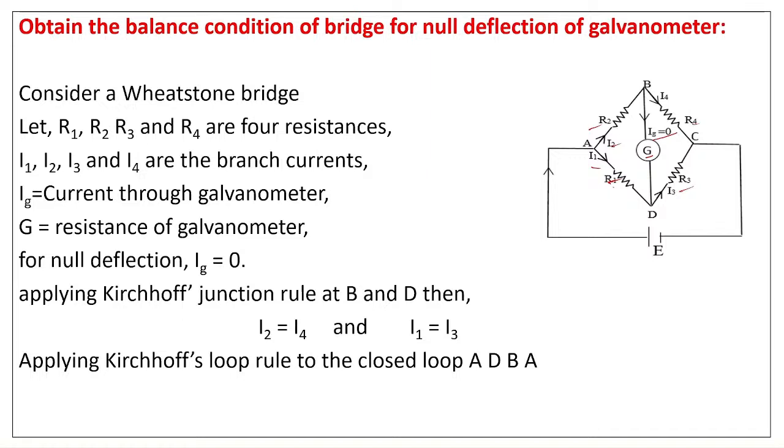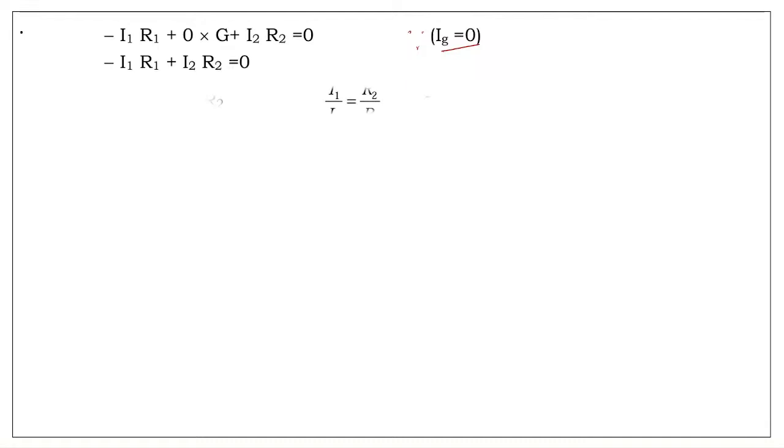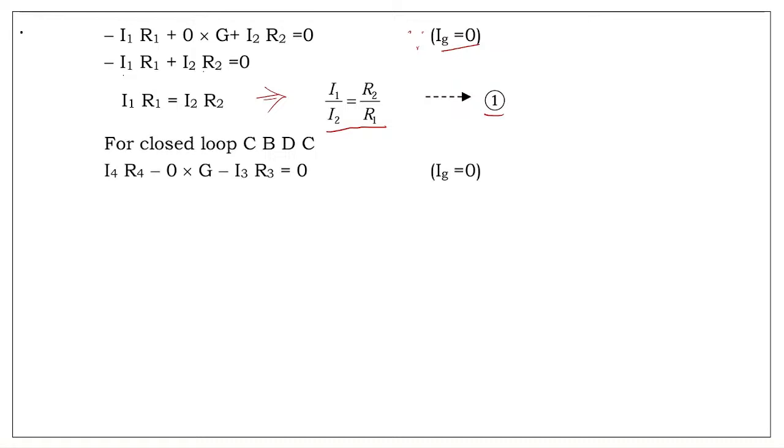Applying Kirchhoff's loop rule to the closed loop ADBA, that is, -I1 R1 + 0 × G + I2 R2 = 0, because IG is equal to 0. Therefore, -I1 R1 + I2 R2 = 0. This can be written as I1 R1 = I2 R2. Equating, I1 by I2 is equal to R2 by R1. Mark as equation 1.